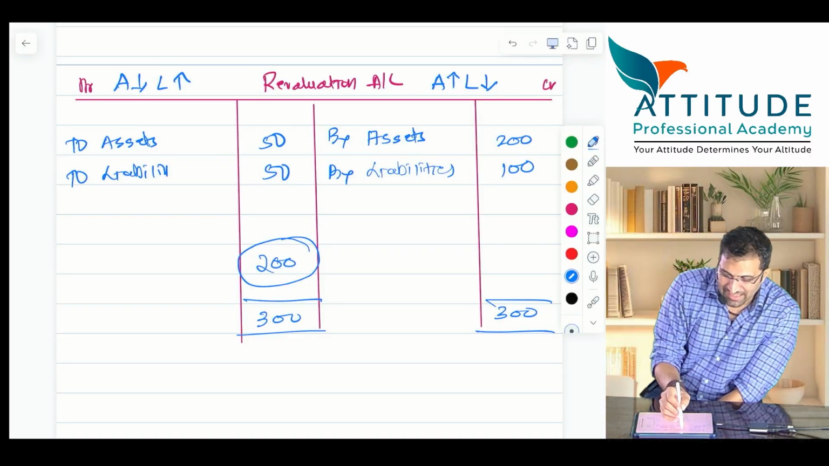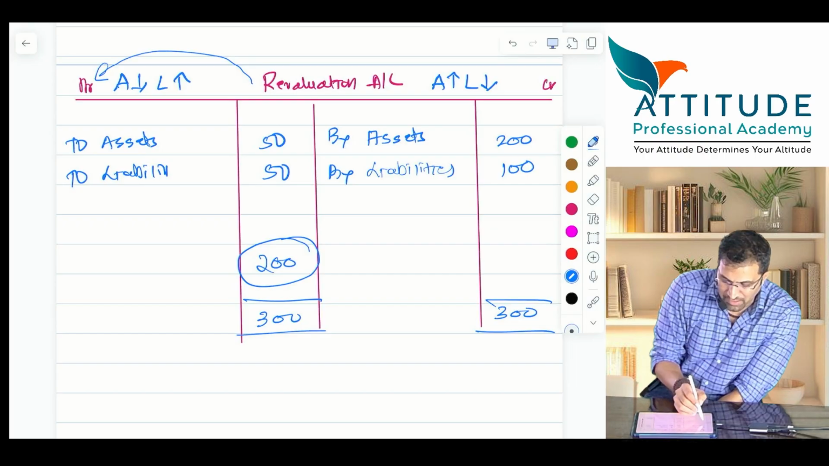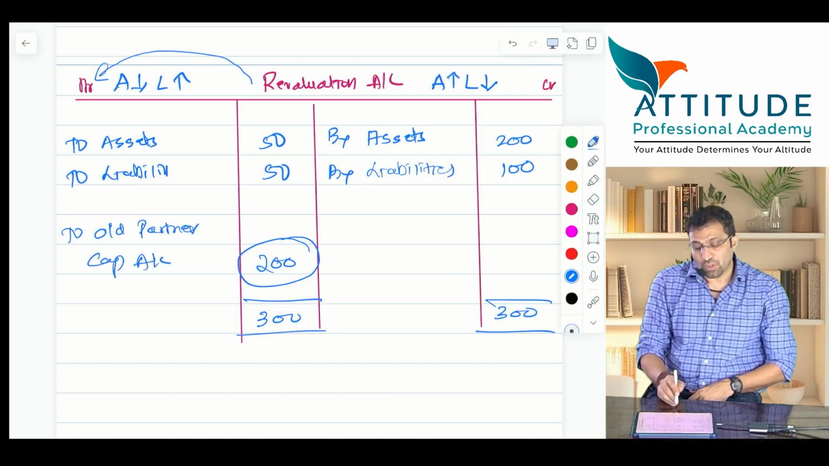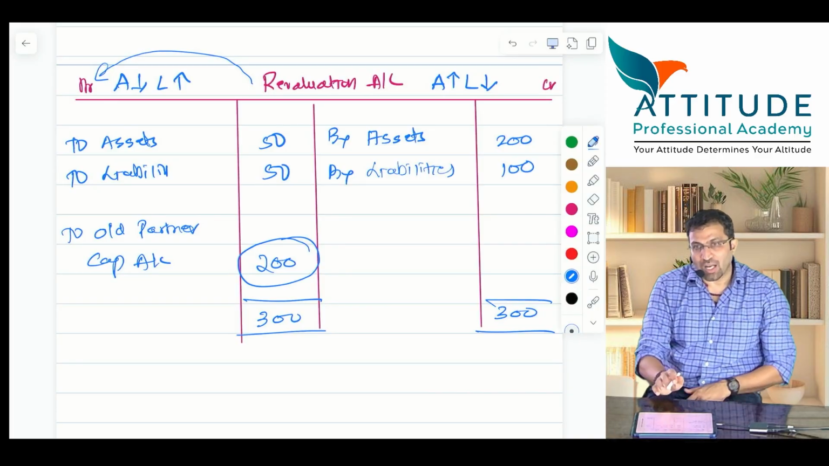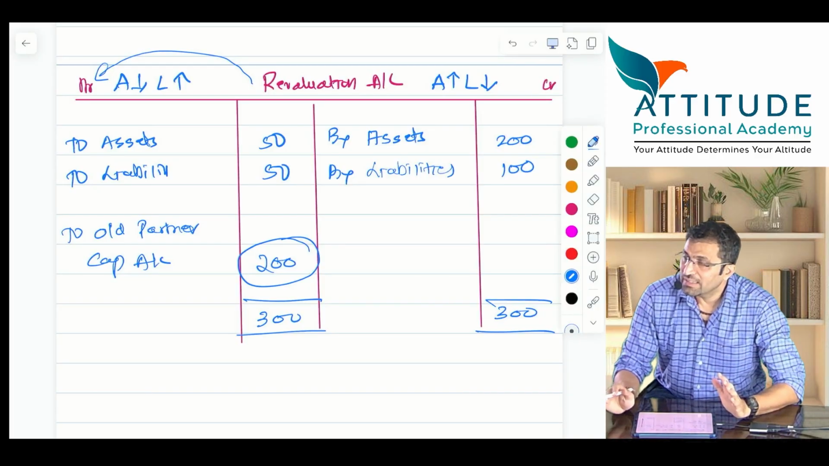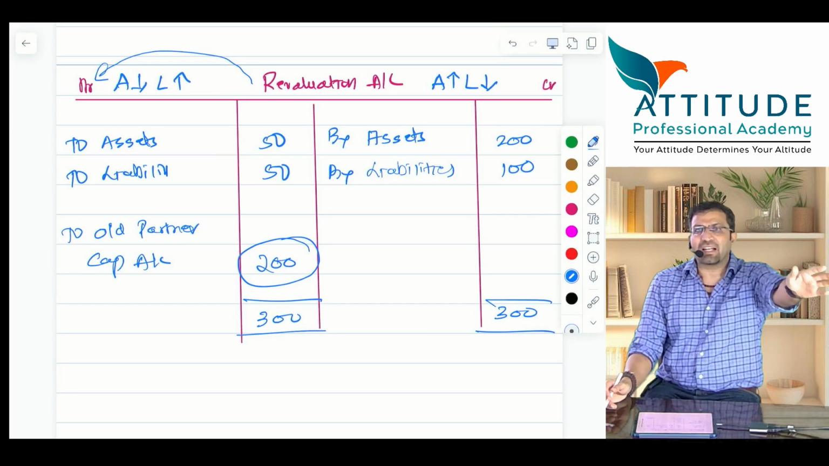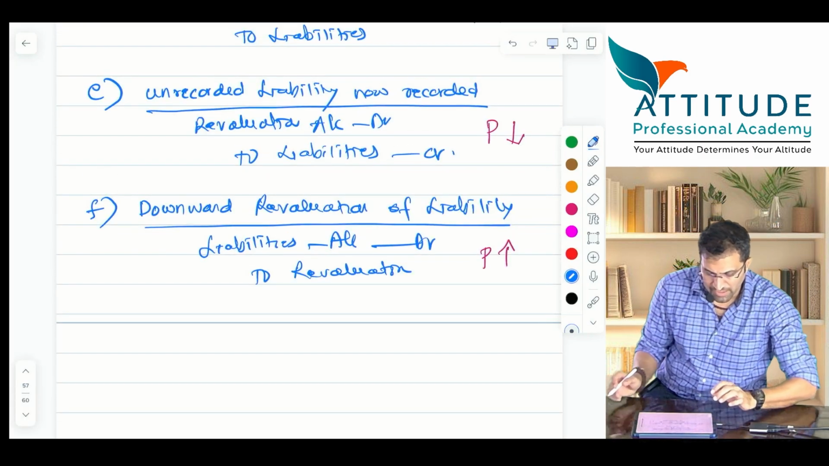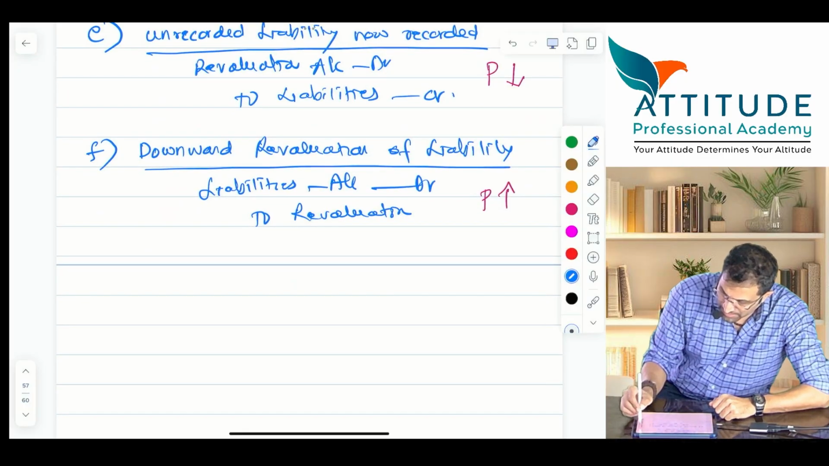What is the journal entry? Revaluation account debit to old partners capital account in old profit sharing ratio. To distribute a profit, the entry will be the opposite of a loss. See, profit will go to the capital account, and capital will what? Increase. Understood? So come back here, A, B, C, D, E, F, G.